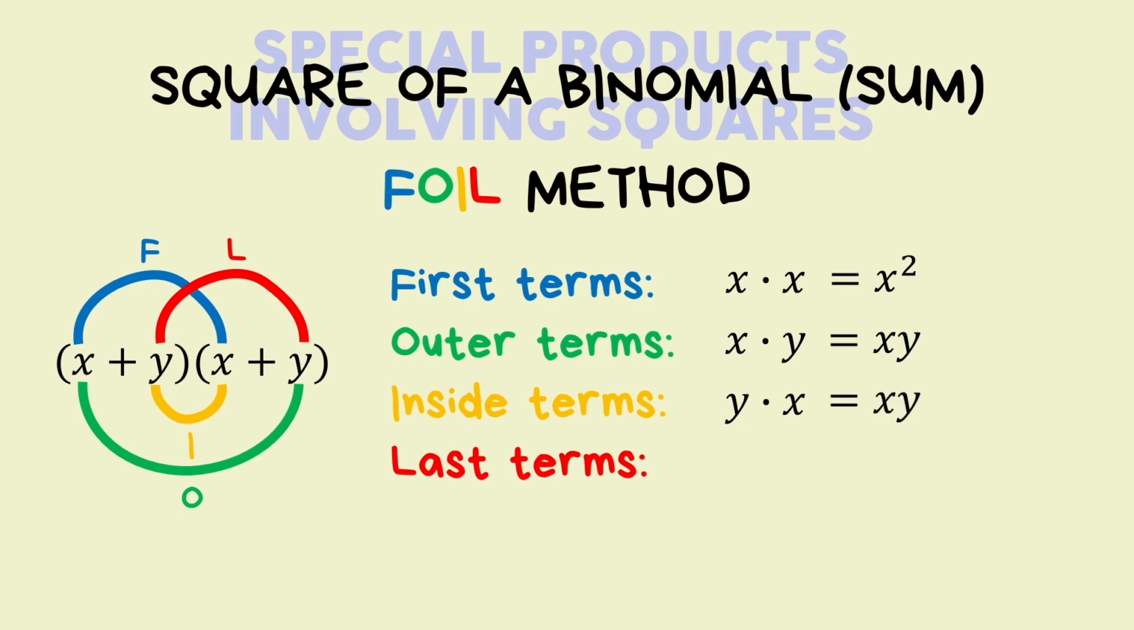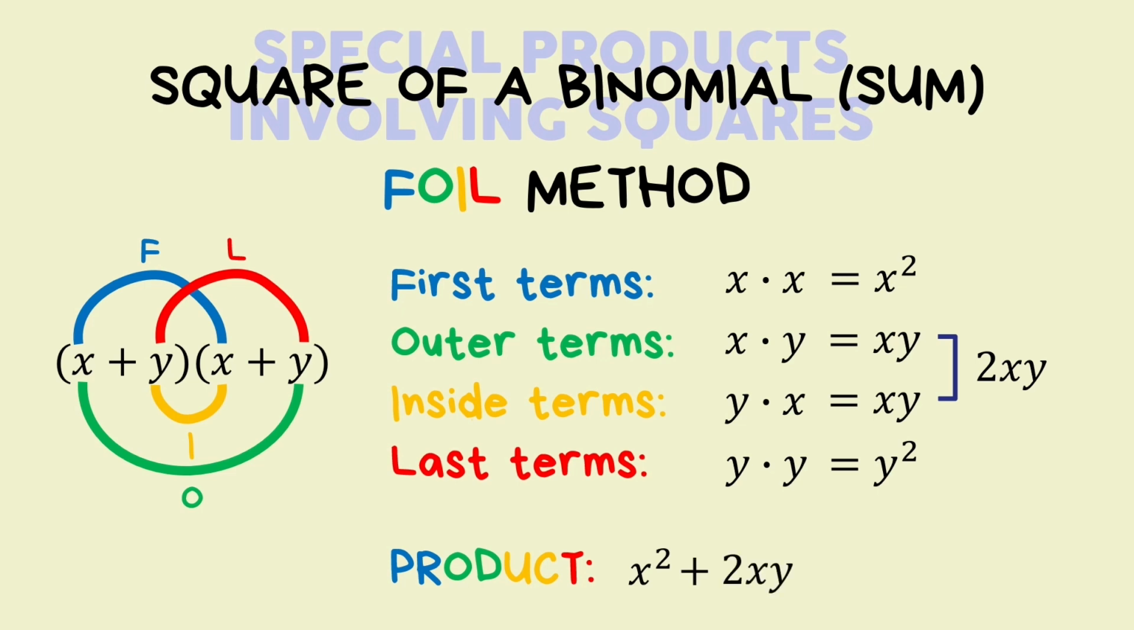Remember that when arranging terms or factors, one thing to consider is their chronological order according to the alphabet. Next are the last terms, the last in each grouping, which are y and y. Therefore, the product should be y squared. However, we are not done yet. We can see that there are similar terms xy and xy, and if we add them, we should have 2xy. Hence, the final product to this special product would be x squared plus 2xy plus y squared.